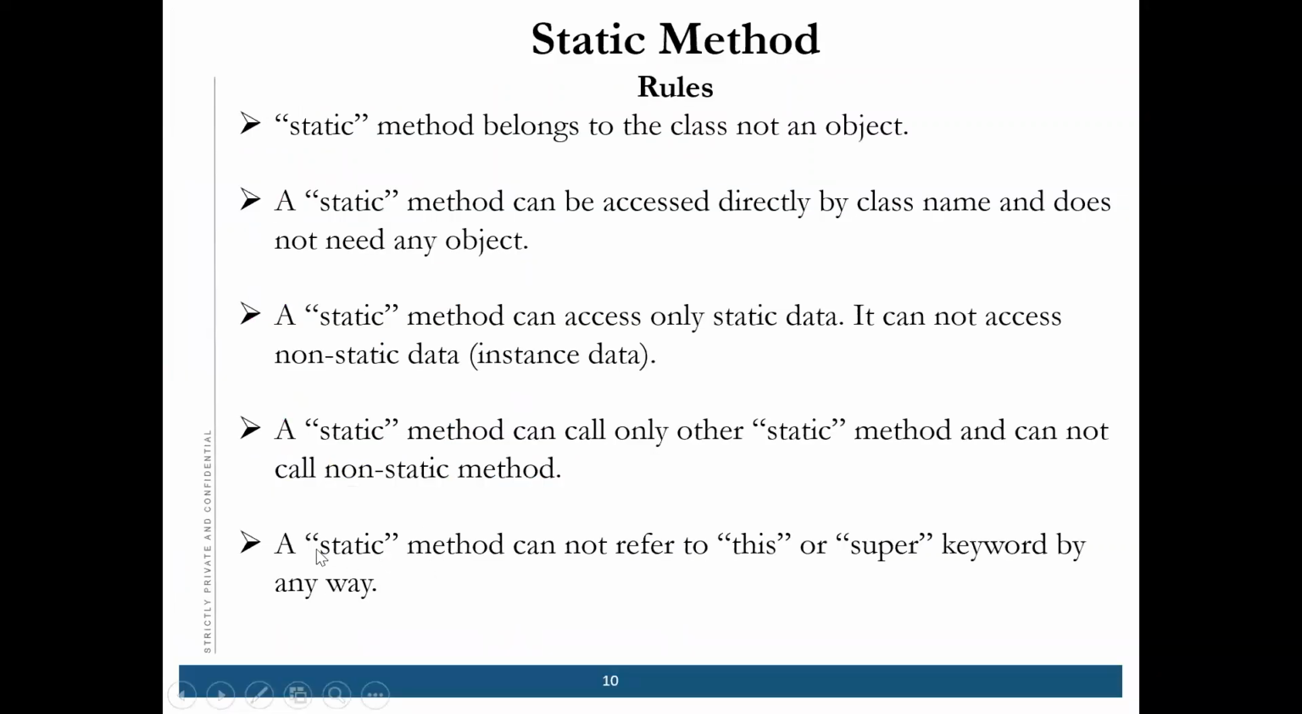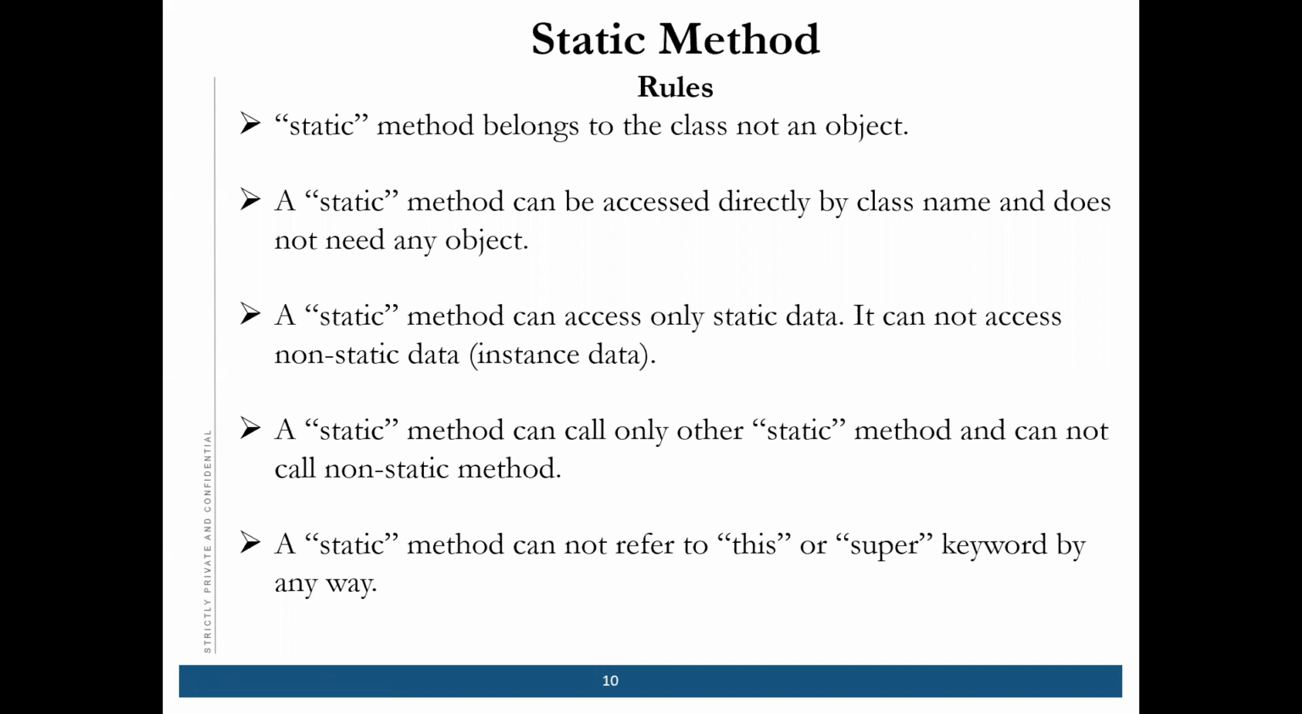Now a static method cannot refer to the this or super keyword in any way. The this keyword which we have learned, or the super keyword which we will learn later, cannot be used in a static method. Whatever we have learned about the this keyword, we can use only if it is non-static. In static, we cannot use it. I will show you.